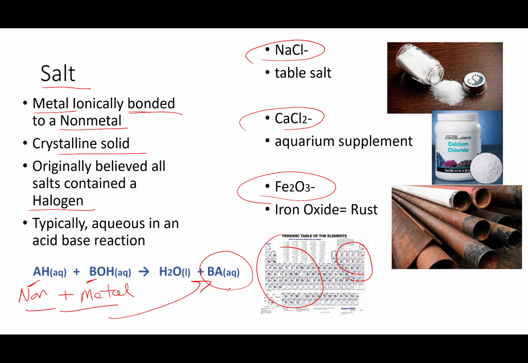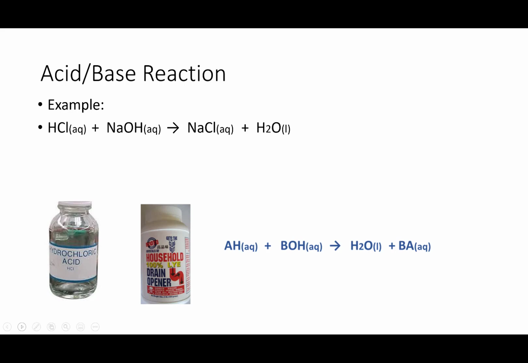In an acid-base reaction, typically those things are going to be aqueous and they're going to be swimming around in that water. So that gives us this really iconic kind of acid-base reaction: an acid plus a base gives us water and a salt. So here's a typical reaction. Hydrochloric acid can be a very strong caustic acid. Sodium hydroxide in an aqueous solution.